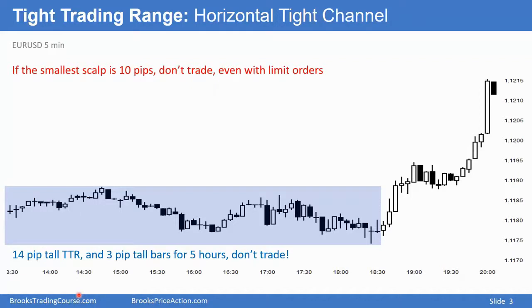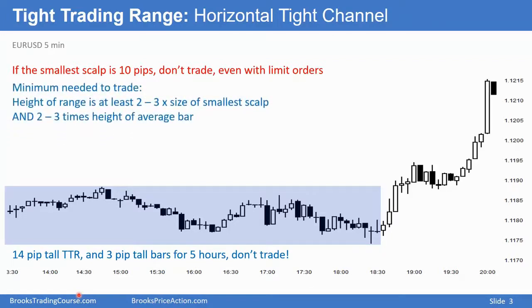In the forex markets, the smallest scalp is 10 pips, and when the range is this tight, you should not trade even with limit orders because you will not make money. My general rule is I want the height of the range to be at least 2 to 3 times bigger than the smallest scalp, and I want the height of the range to be at least 2 to 3 times taller than the height of the average bar. Here, the average bar is maybe 3 or so pips tall. Here, maybe 4 or 5 pips tall. The entire range is only 14 pips. That is barely 2 to 3 times the height of the average bar.